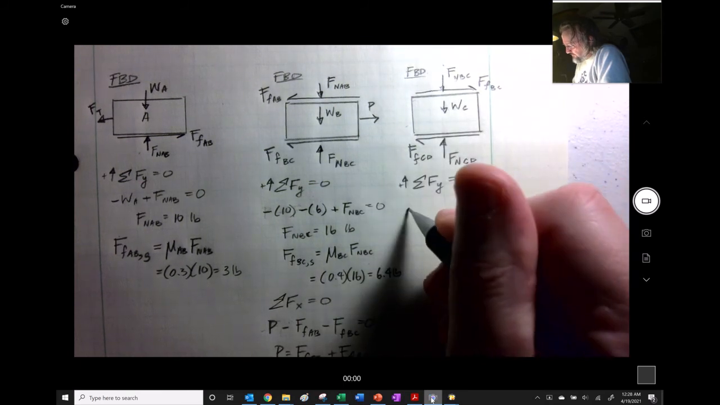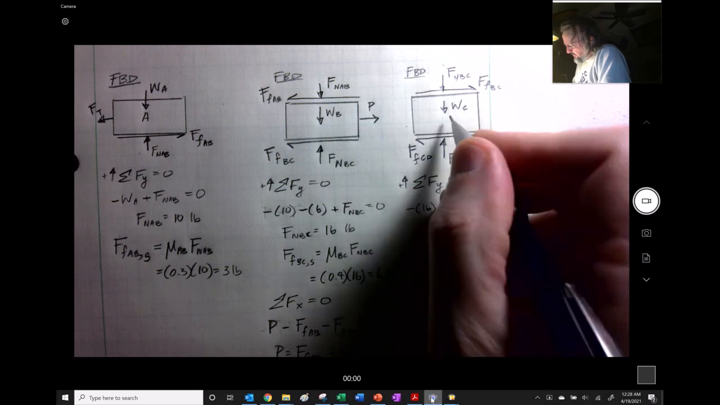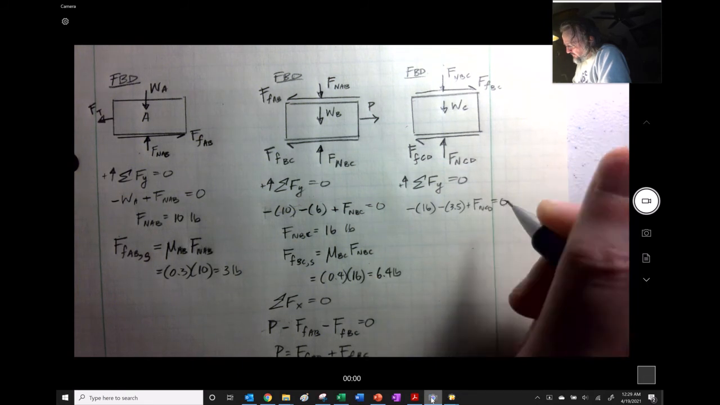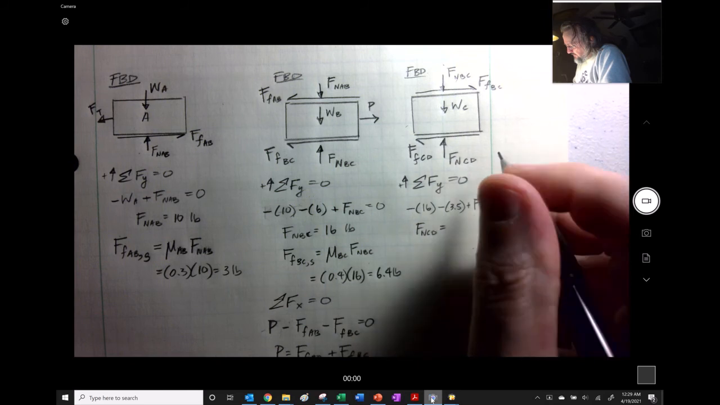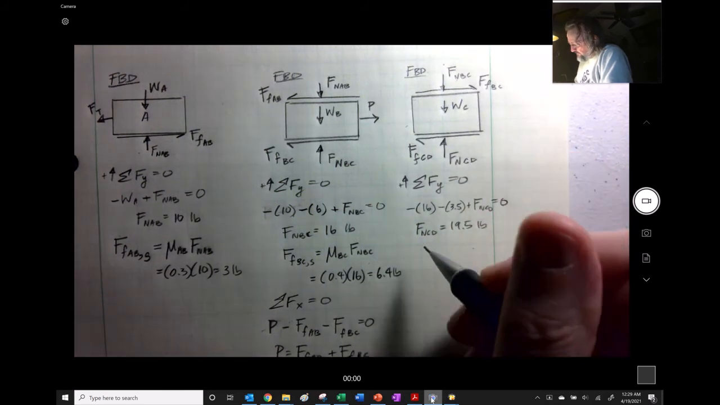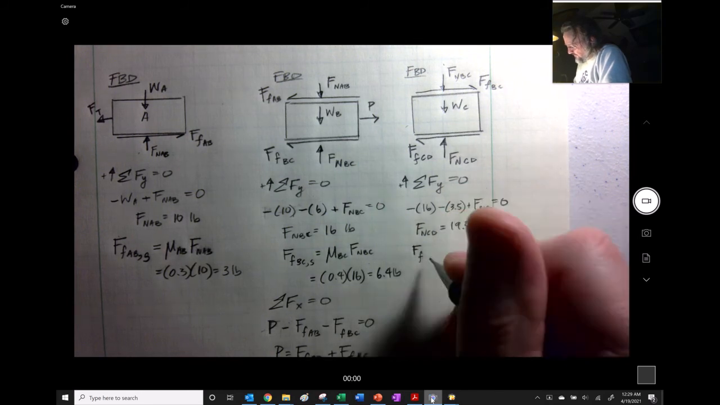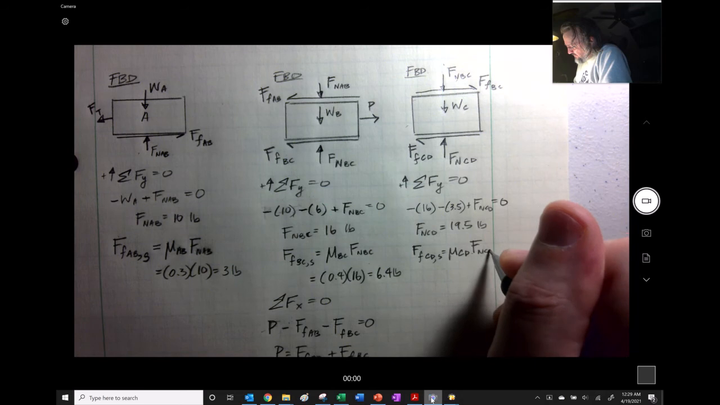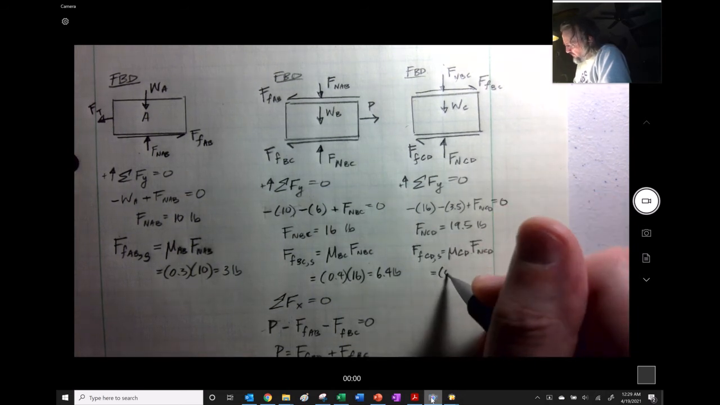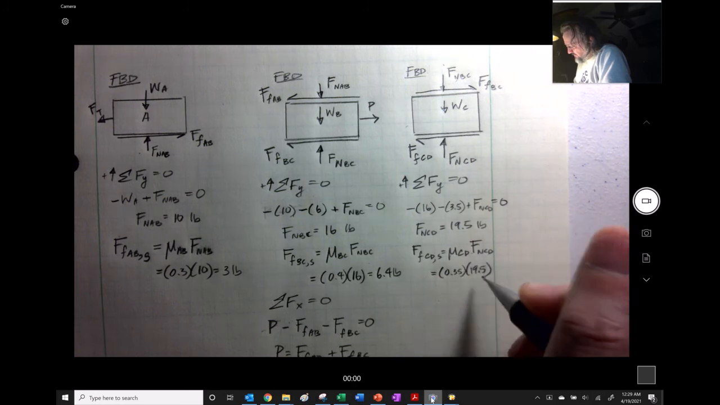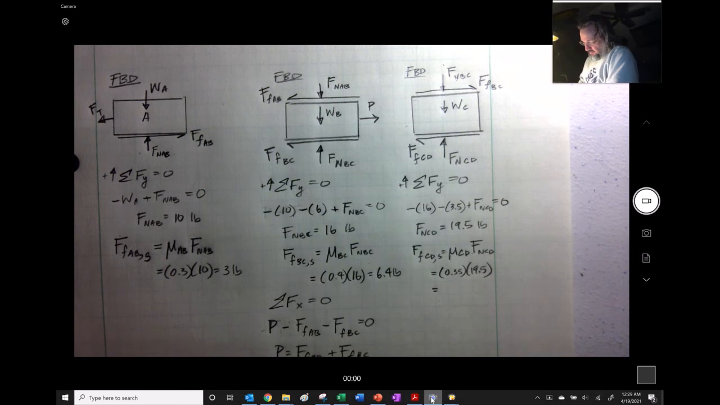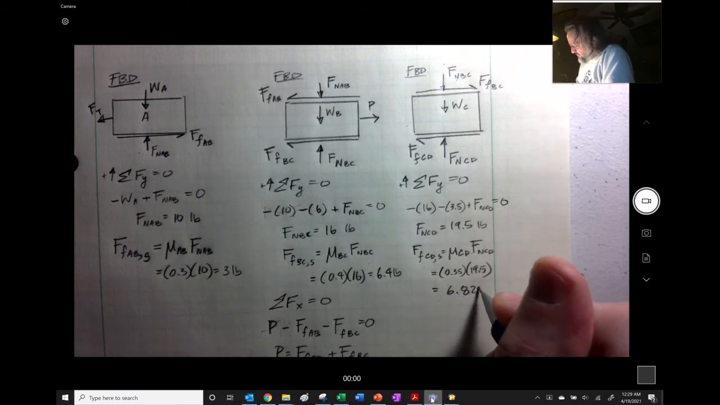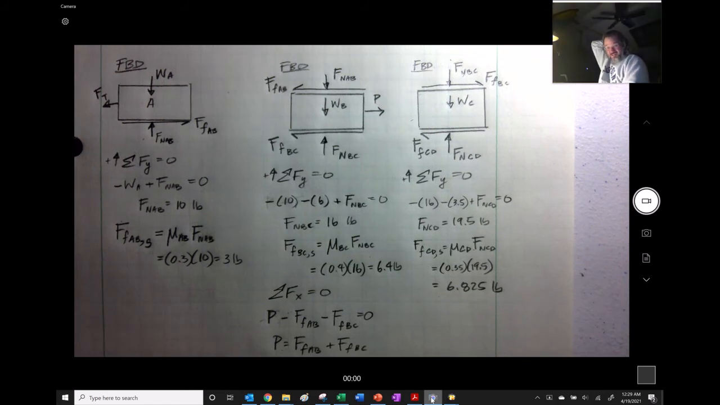So I know this value. It's going to be a negative 16, and then this is a minus 3.5, plus F_NCD equals 0. F_NCD is going to be 19.5 pounds. So F_CD static is mu_CD times F_NCD, or 0.35 times 19.5, and that's 6.825 pounds.